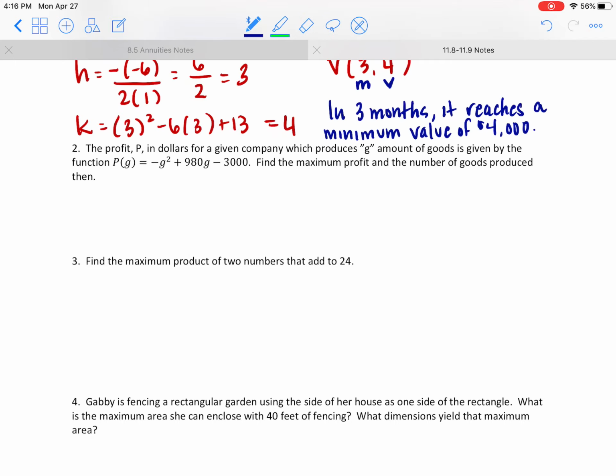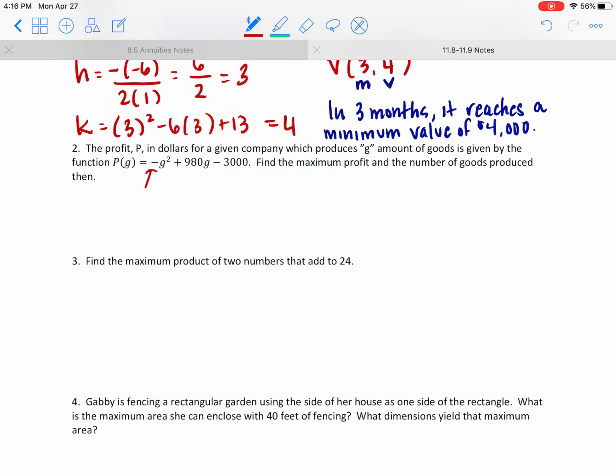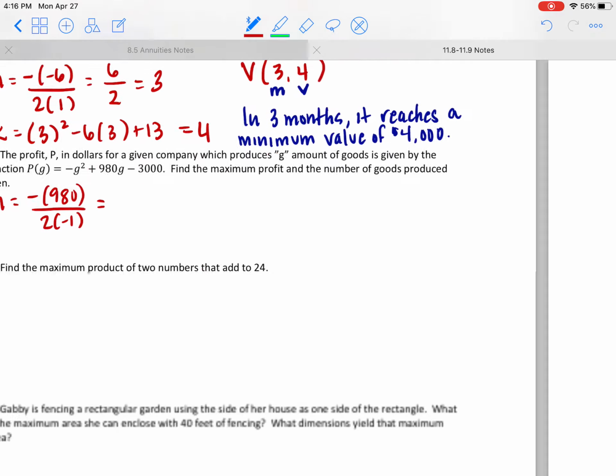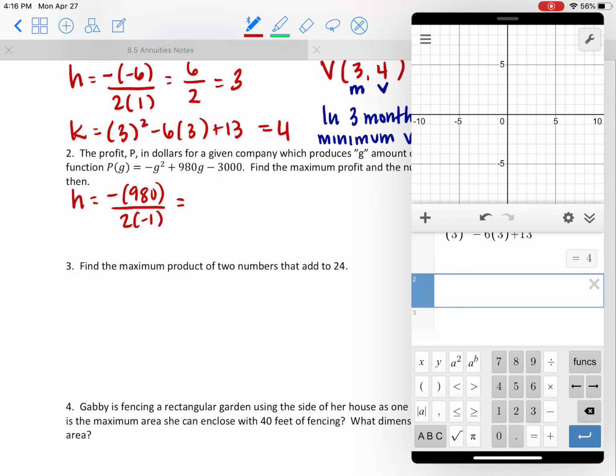So next example, the profit P in dollars for a given company that produces G amount of goods is given by P of G equals negative G squared plus 980G minus 3,000. Find the maximum profit and the number of goods produced then. So this time the negative tells me that this parabola opens down, and that's why we're asked to find a maximum profit. So we're looking for the vertex, which is at the top of this parabola.